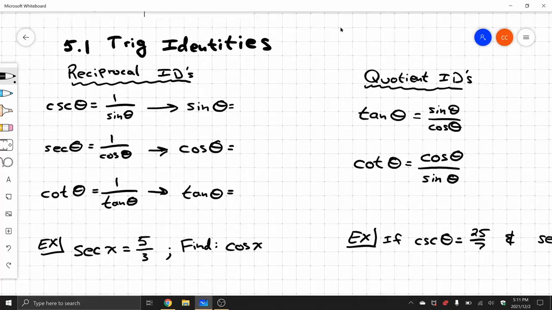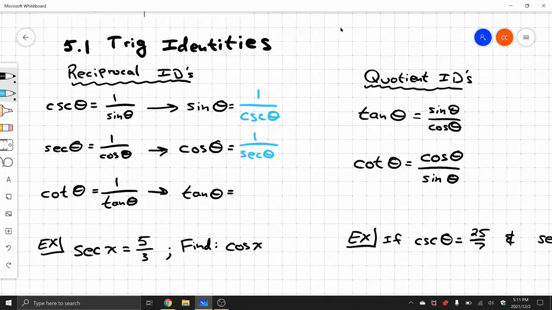We've got our reciprocal identities. We know that cosecant is the reciprocal of sine, which also means that if I were to set this as an equation and solve for sine, sine of theta is equal to 1 over cosecant theta. They're reciprocals of each other. Same with cosine. Secant is the reciprocal of cosine, so if I were to solve for cosine, cosine is the reciprocal of secant theta.